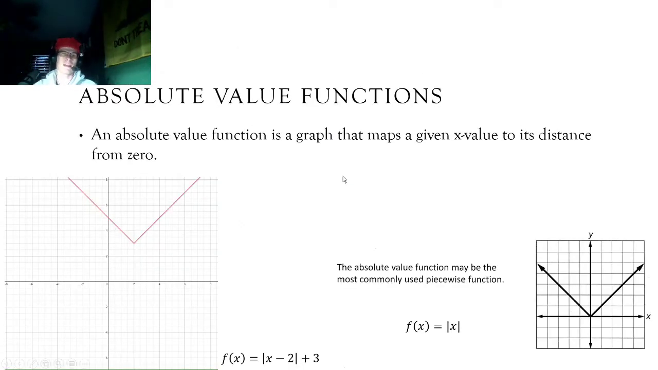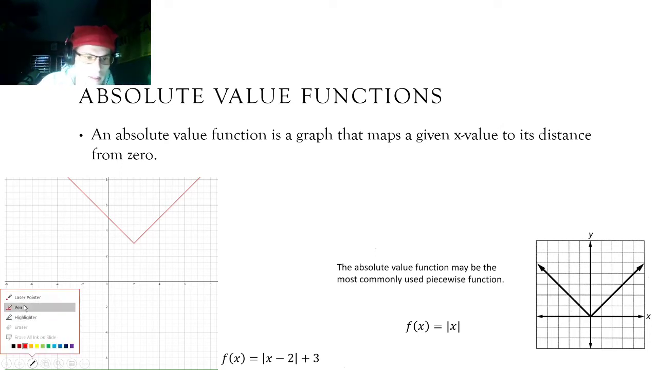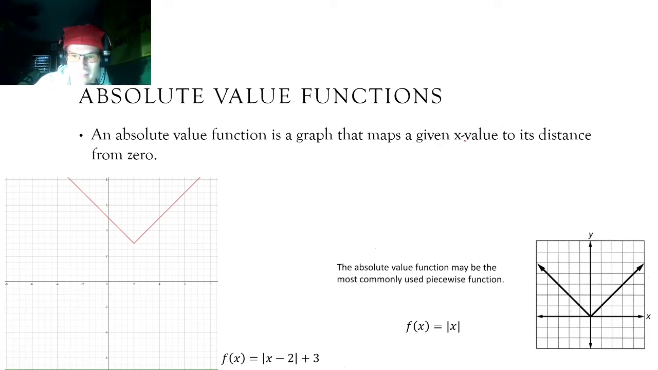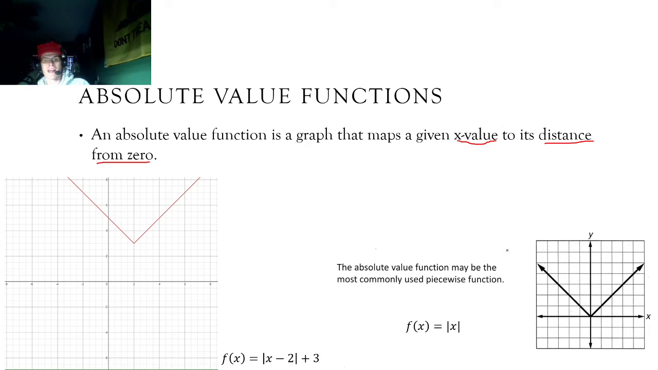All right, next up, absolute value functions. An absolute value function is a graph that maps a given x value to its distance from 0. Remember, absolute value represents a number's distance from 0, and absolute value is always positive. All right? It's always positive. So how is that represented in a graph?